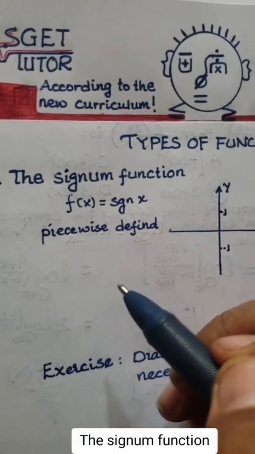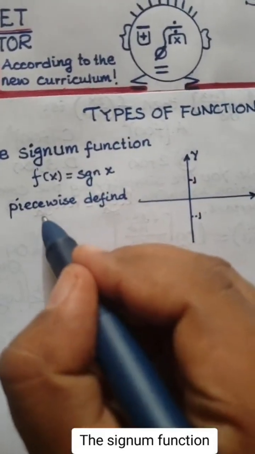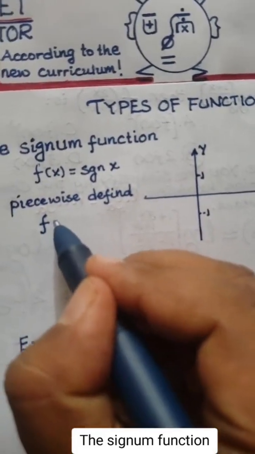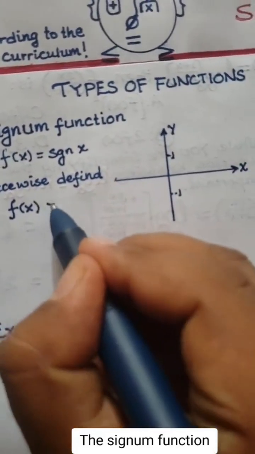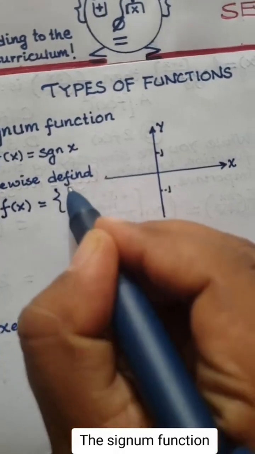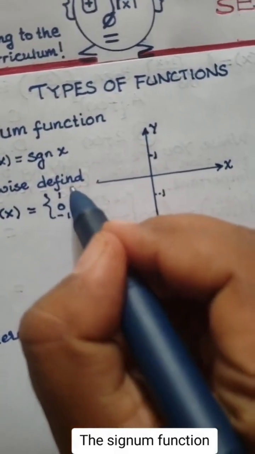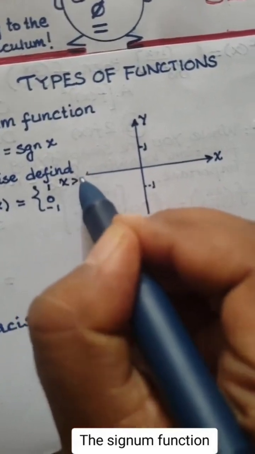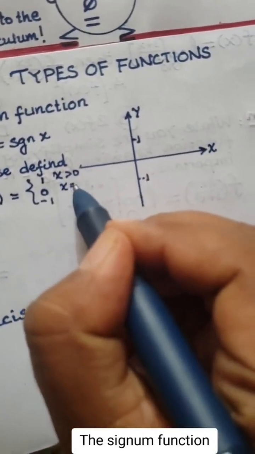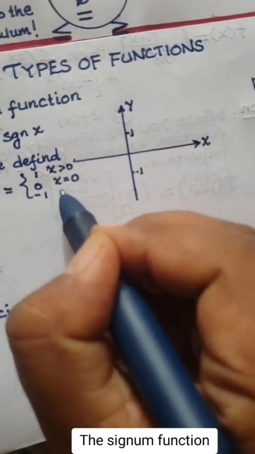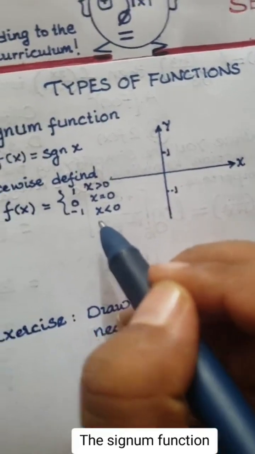And the signum function is one example of a piecewise defined function. It's a piecewise defined function that has three components that are defined for various domains. Now, the components are 1, 0, and negative 1. That's three components, and it will be 1 for every x greater than 0, and it will be 0 for every x equals 0, and it will be negative 1 for every x less than 0.